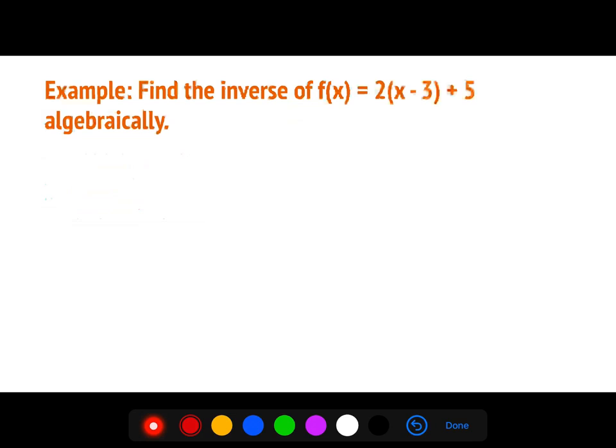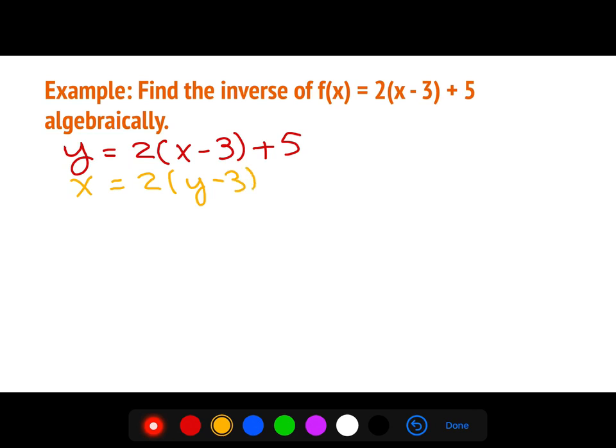Let's do some. So here's my original function. f of x equals 2 times x minus 3 plus 5. So step 1, according to our chart, was to replace f of x with y. Then it said switch x and y. So y becomes x, x becomes y, and then solve for the new y.